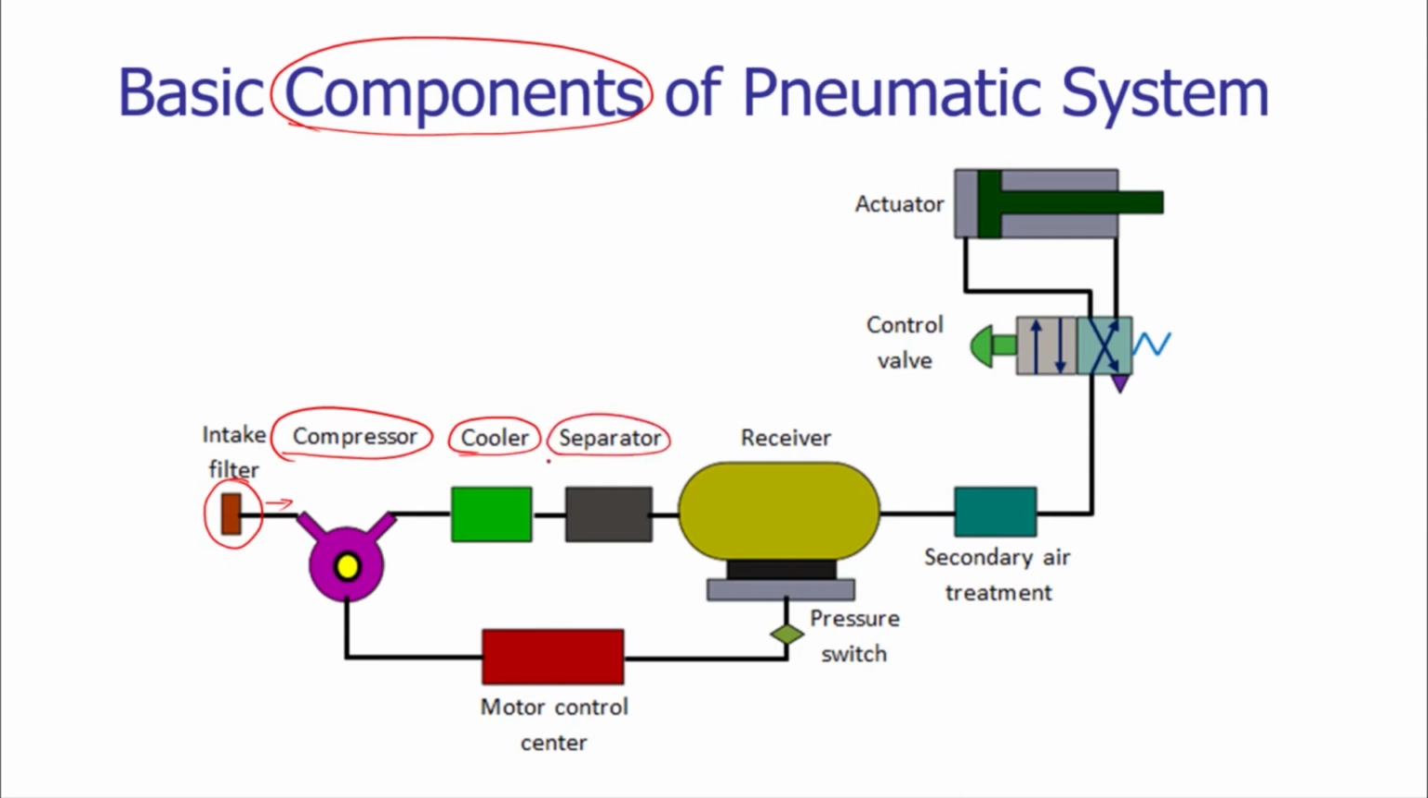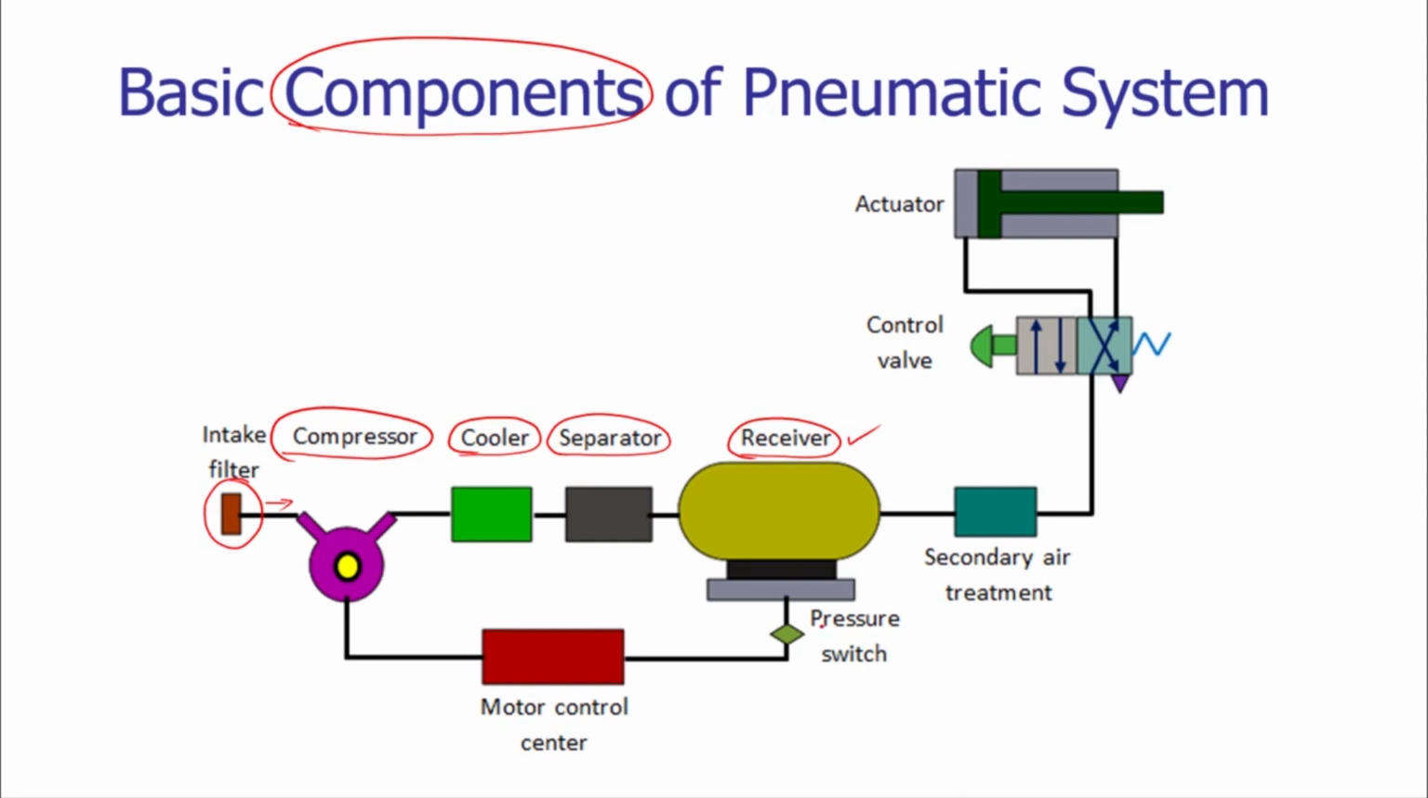We need to separate the water from that cool air, and then we have to store it inside a tank. So a compressor, a filter, then cooling, separation, and then receiving or storing inside a tank. The tank is getting continuous compressed air.